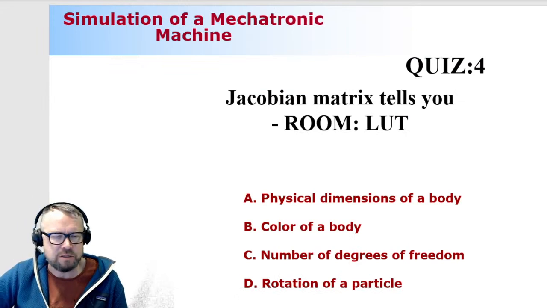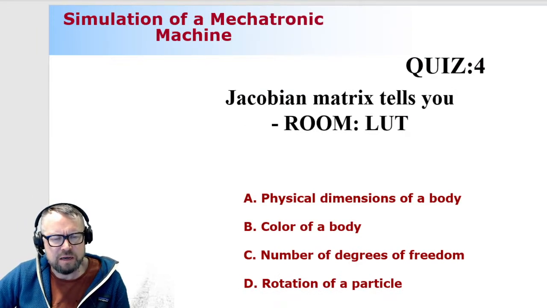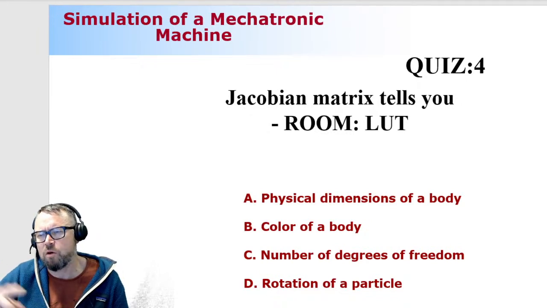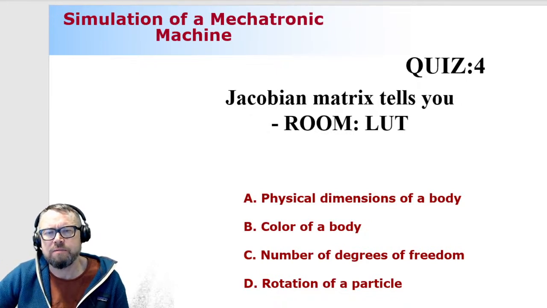The Jacobian matrix is not telling you anything about the physical dimension of a body. So that's something that you cannot define based on the Jacobian matrix. Why is that? Because joints can be located anywhere you want in a body. They are not necessarily in a corner or one end of a beam-like body, but they can be anywhere you want.